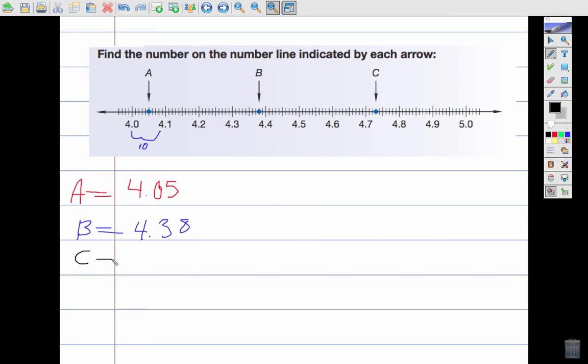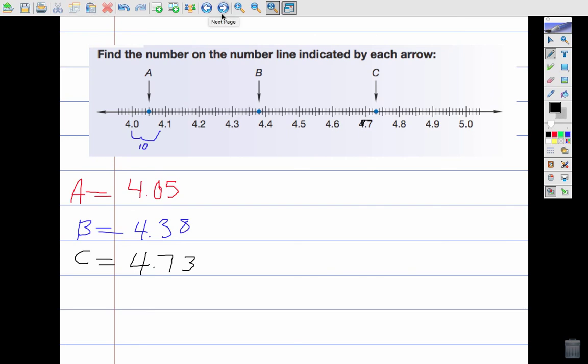And my last number is C. And I can see that it's between 4.7 and 4.8. So I'm going to put the lower number first. So I have 4.7. And then I need to count my tick marks. So I'm going to go 1, 2, 3. I see that's a 3, so it's going to be 4.73.